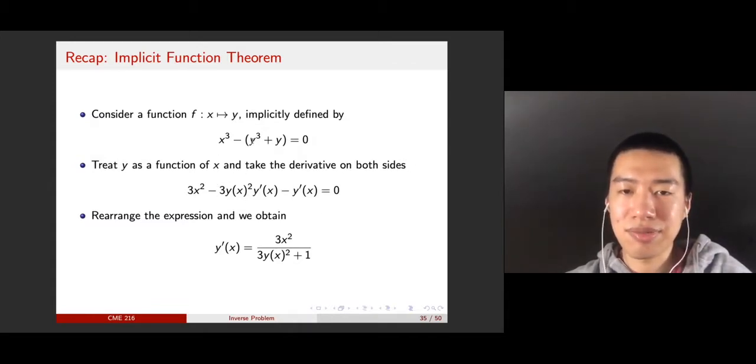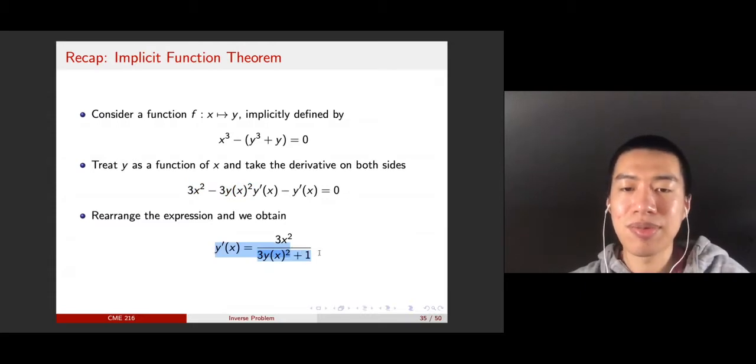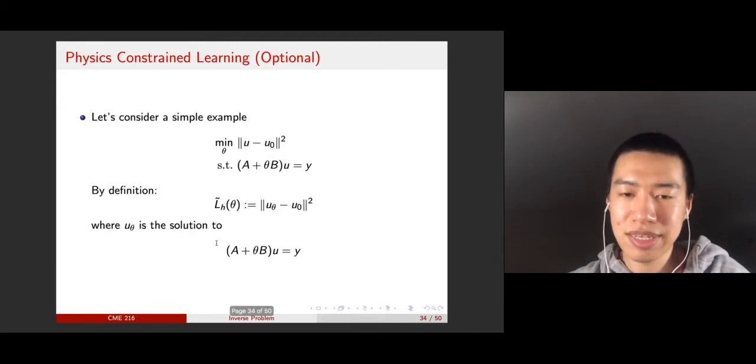We treat y as a function of x and take the derivative on both sides with respect to x, and you get this formula. You rearrange the expression, and you finally get this y prime. This is pretty simple. The problem is, can we apply this technique to computing the gradients here?